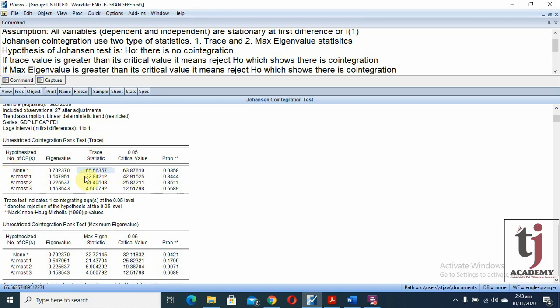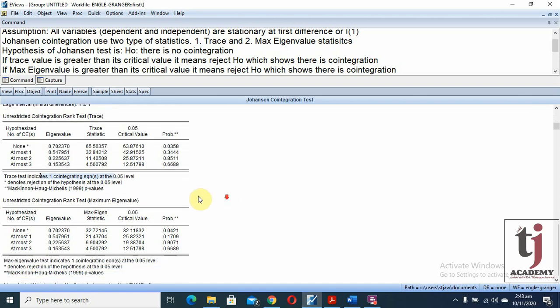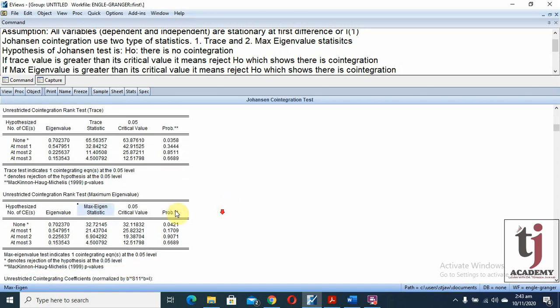It shows there is a co-integrating equation. But on the other value, at most 1, 32 is the trace and 42 is the critical value, it means there is no co-integration. What does it mean? If only the none is significant, it shows there is only one co-integrating equation. Similarly, the maximum eigenvalue shows the value is 32.72 and the critical value is 32.11. So at none, we have to reject the null hypothesis, which shows there is co-integration.